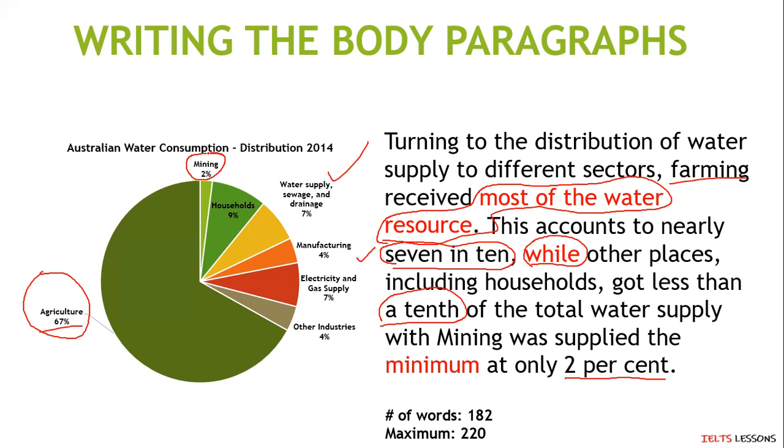So you don't have to write everything. You have to group them carefully. So we just have to say that this accounts for nearly 7 in 10, while other places, including households, got less than a tenth of the total water supply, with mining supplied at the minimum at only 2%. So your essay is done. It's not too long, not too short, just enough, and it gives the right information.